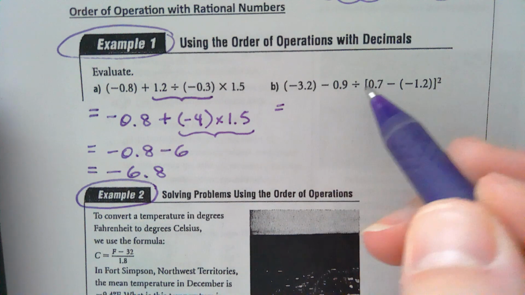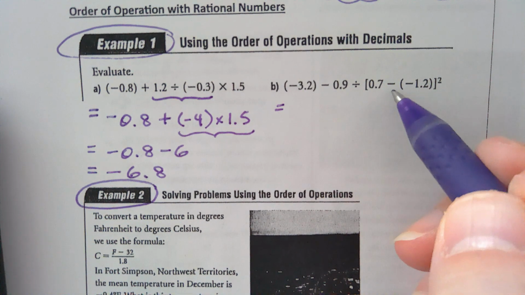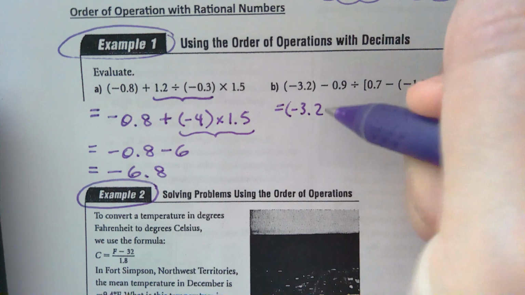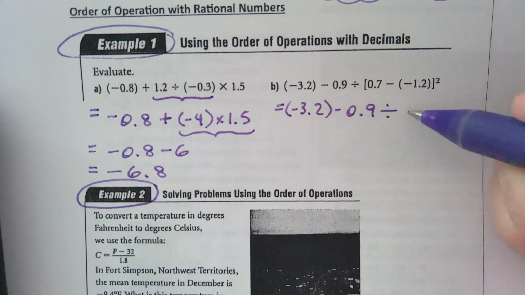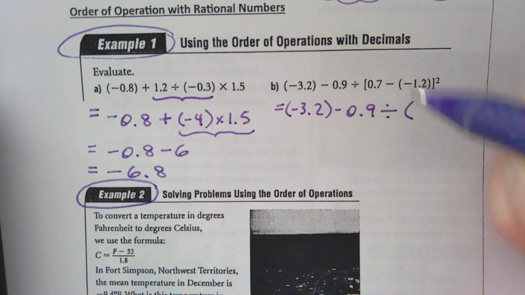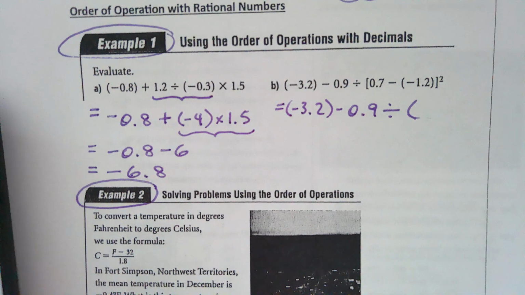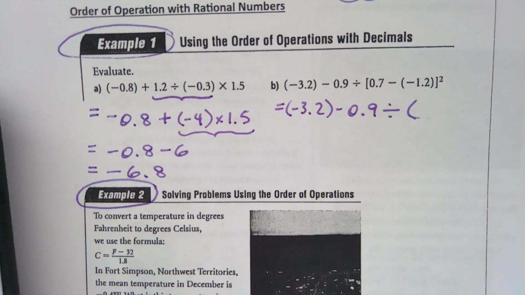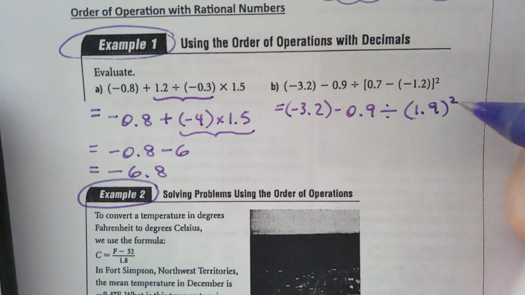Same thing right here. I have subtraction, division, brackets. So I should do brackets first. So everything else, copy it straight down. Divide. And then inside this bracket, 0.7 minus negative 1.2, I get 1.9.